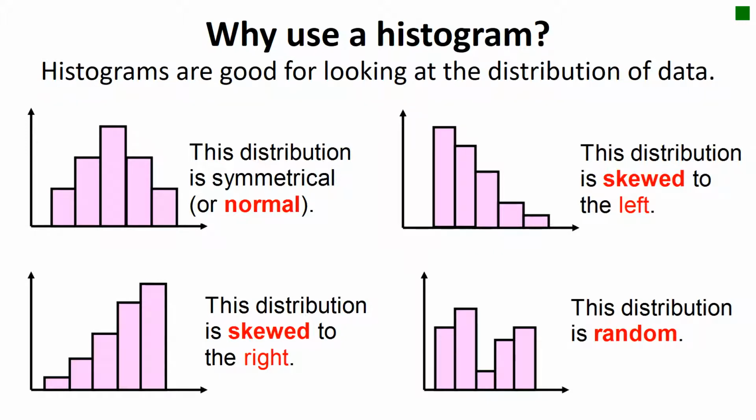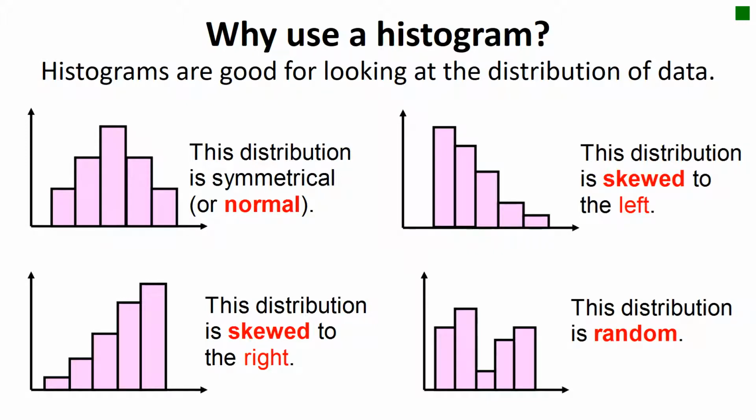Why would we use histograms? Histograms are good for looking at the distribution of data. So if we look at a normal distribution where we have some numbers which are lower on the scale, some numbers that are higher on the scale, but the majority is somewhere in between.